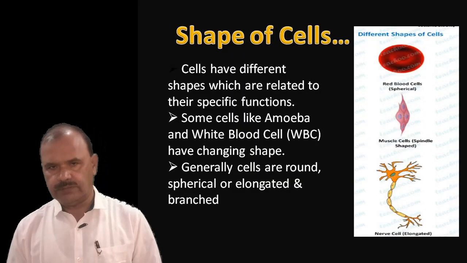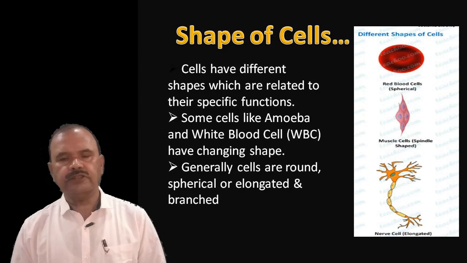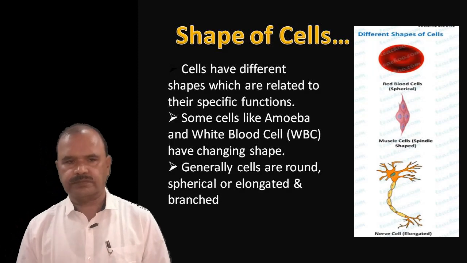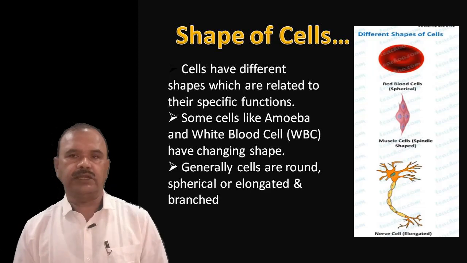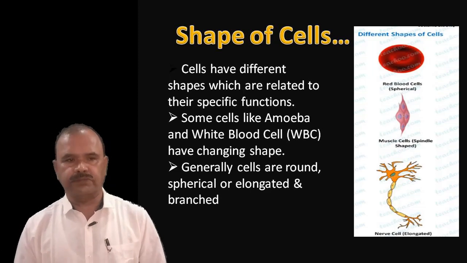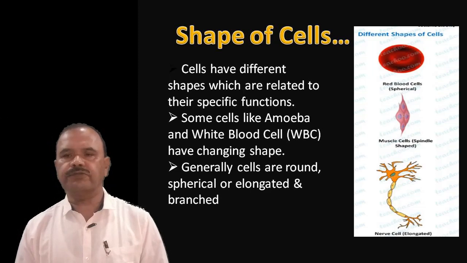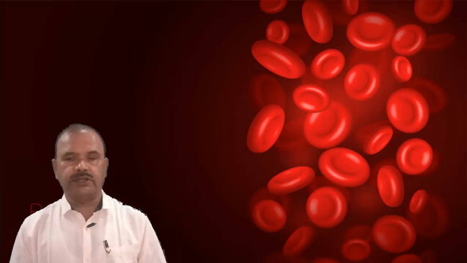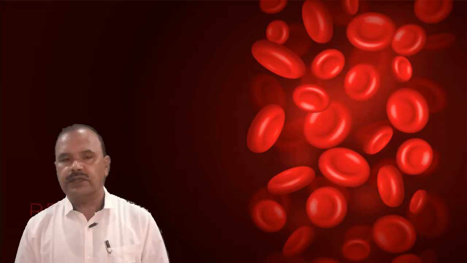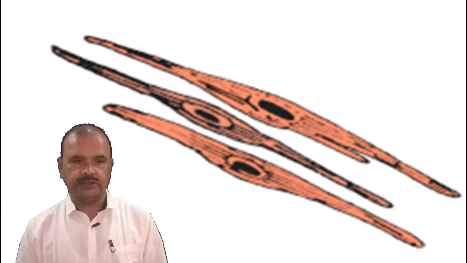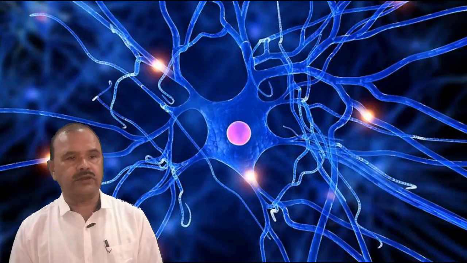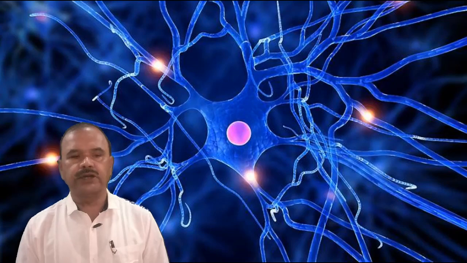Then come to the shape of the cell. The cells vary in shape also. Most of the cells are spherical in shape, some are elongated, and some are spindle shaped also. The example of a spherical cell is our RBC, the spindle shaped cell is our muscle cell, and the elongated or branched cell is our nerve cell.